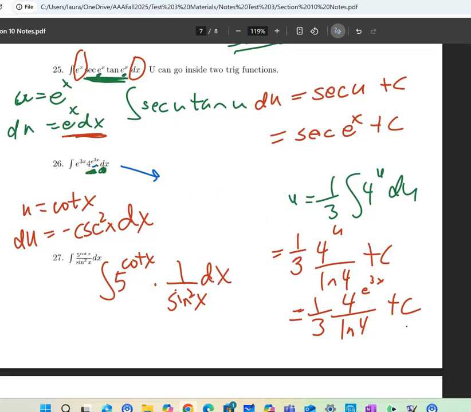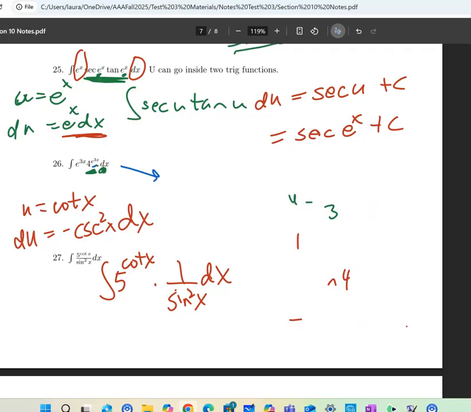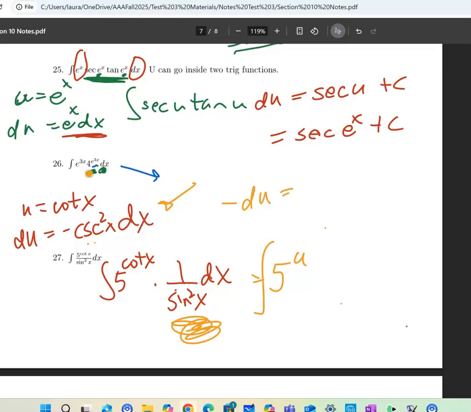So I can see that the u goes inside of the 5 function, 5 to the power, right? So this gives me 5 to the u, right? And then what about that? Well, you look at that. Don't you know that 1 over sine squared is cosecant squared? So I can say negative du is cosecant squared of x dx.